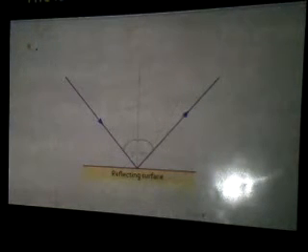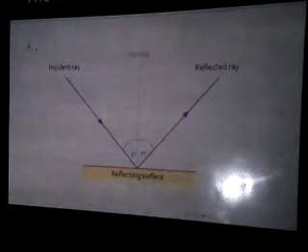We have two angles which are very important. One is the angle of incidence and the other is the angle of reflection. So we have I degrees, and then the angle of reflection is represented by R degrees. So these are the labels for the diagram.